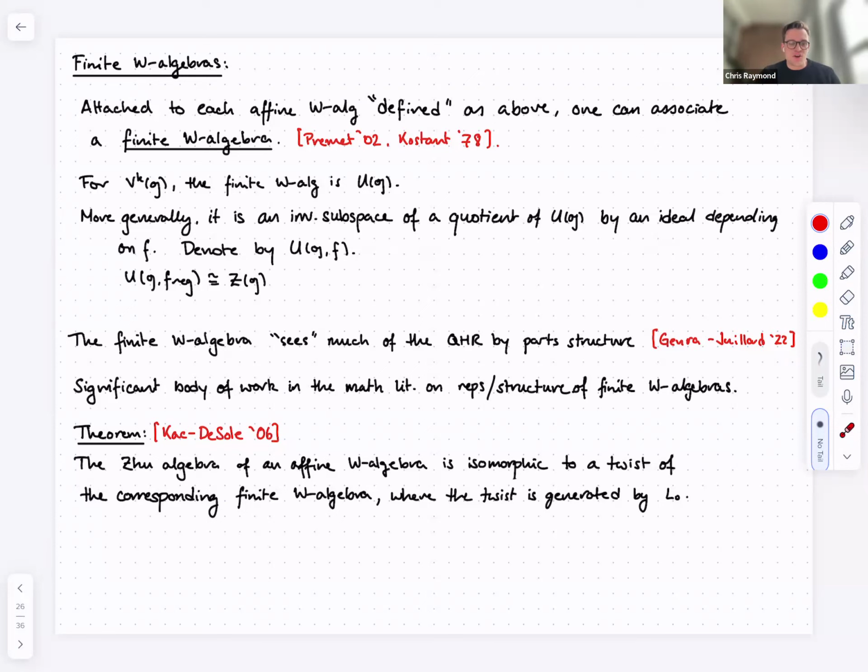Okay, so this seems to be a very powerful statement, maybe a little bit out of left field, but it's telling us that by studying finite W algebras, we're also studying, in essence, the Zhu algebra of my affine thing. So all of this work that we have in the math literature on the representation theory and the structure of these finite W algebras, we can essentially put to work on the Zhu algebra side of things and on the rep theory of our affine algebras.